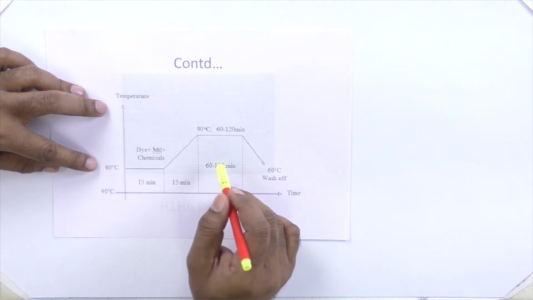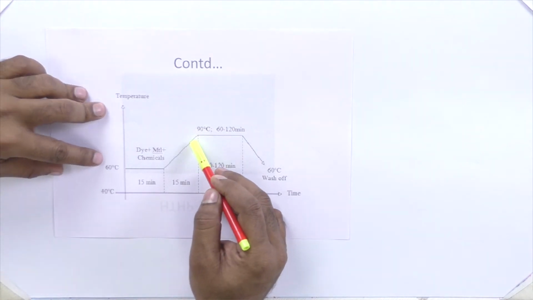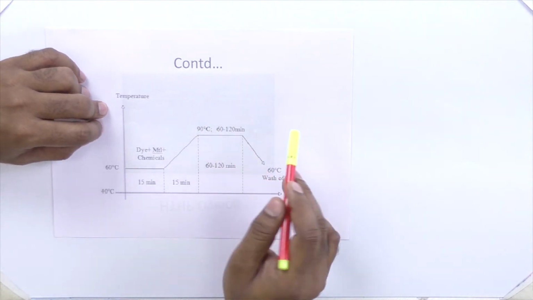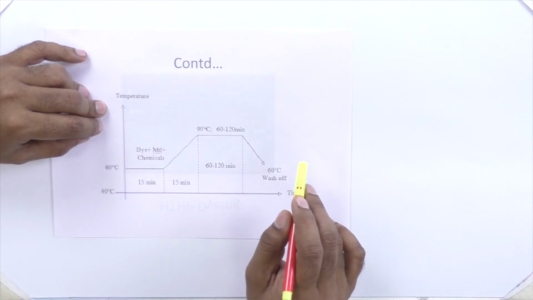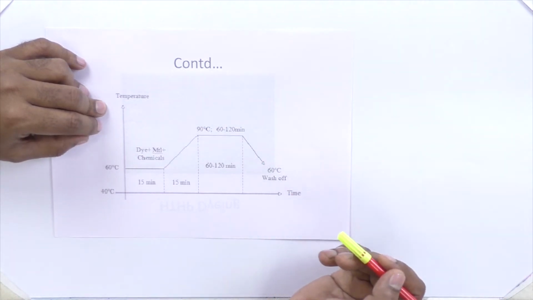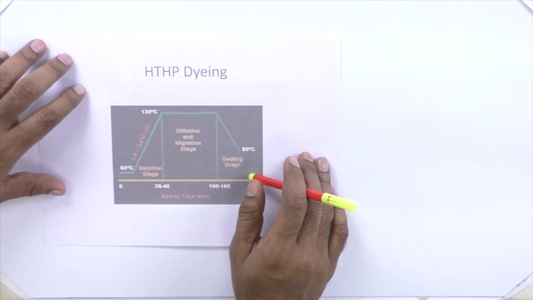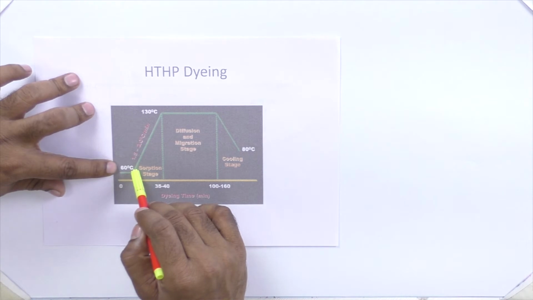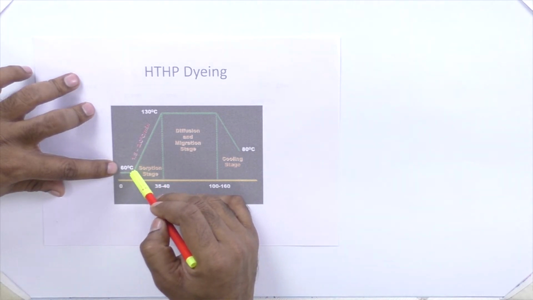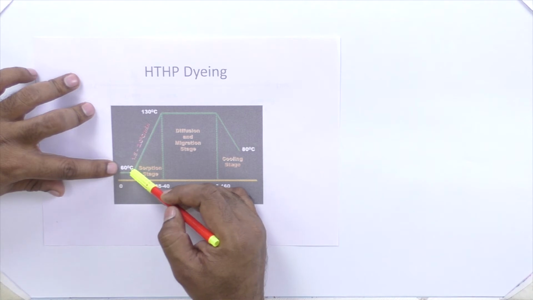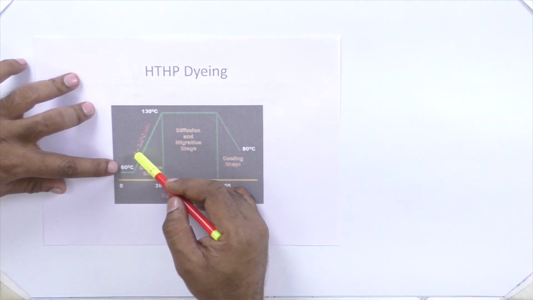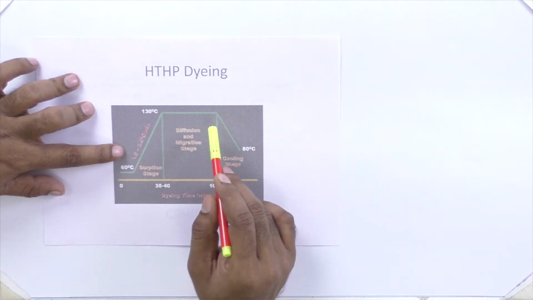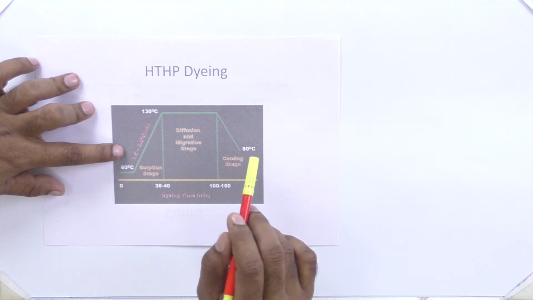So with addition of carriers. If it is without carriers, you have to raise the temperature to 130 degrees Celsius and keep it for 60 to 120 minutes, and then lower the temperature and drain the bath. So this is dyeing of polyester. This is for high temperature, high pressure dyeing machines. Start at 68 degrees Celsius, addition of soap, addition of dyes and chemicals, and raise the temperature to 130 degrees Celsius at 1.5 to 2 degrees Celsius per minute, keep it for 60 to 120 minutes, and then drain the bath after reducing the temperature.